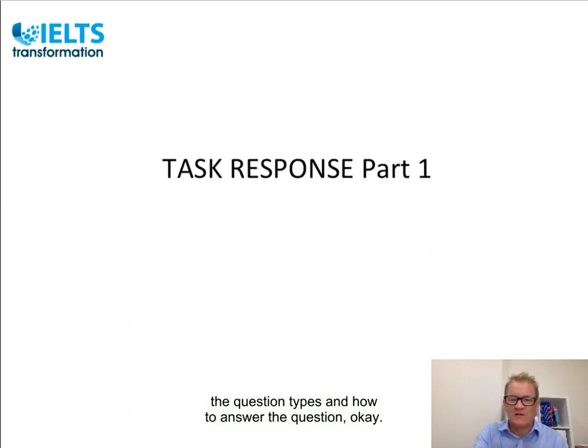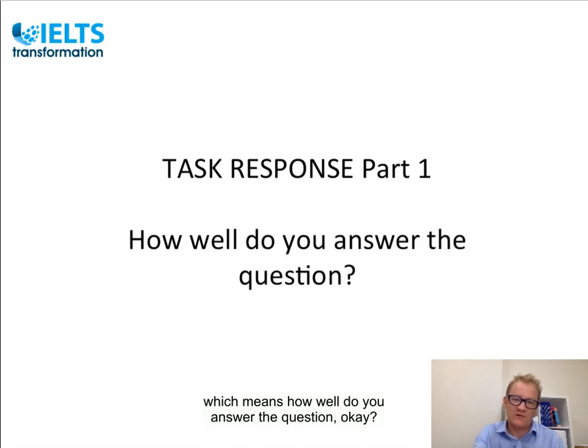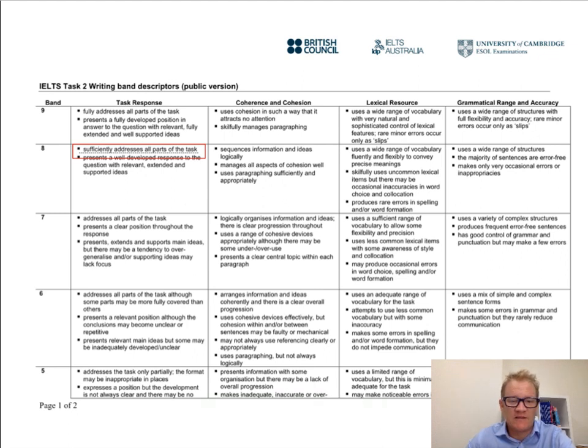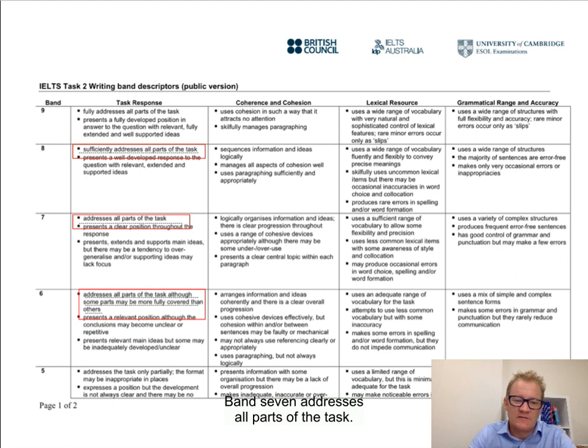Okay. So it's all about task response, which means how well do you answer the question? Do you answer it well or not well? Or do you even answer it? Band 8 sufficiently addresses all parts of the task. Band 7 addresses all parts of the task. Band 6 addresses all parts of the task, although some parts may be more fully covered than others.